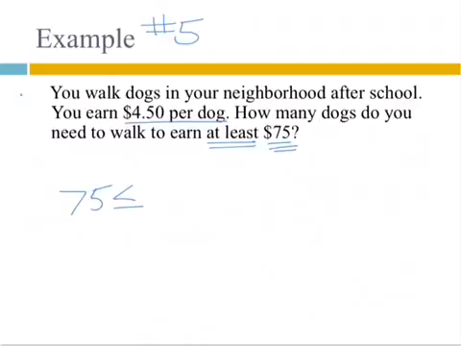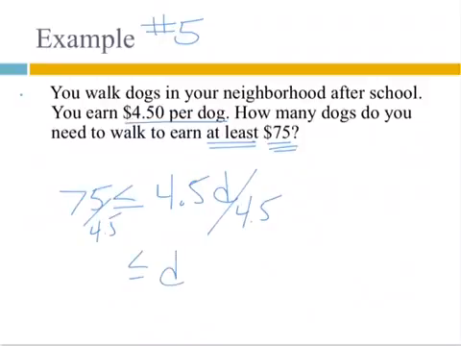So I'm going to make my inequality point to 75 because that's the smallest amount I want to make. I want this side to be bigger. Well, on the right, I earn $4.50 per dog, so 4.5 times D. To solve this, divide both sides by 4.5, so that you realize that D equals 16.67.